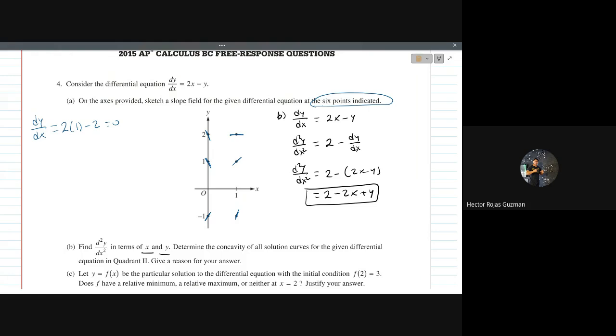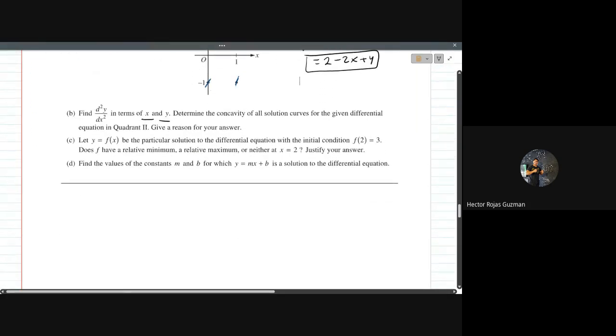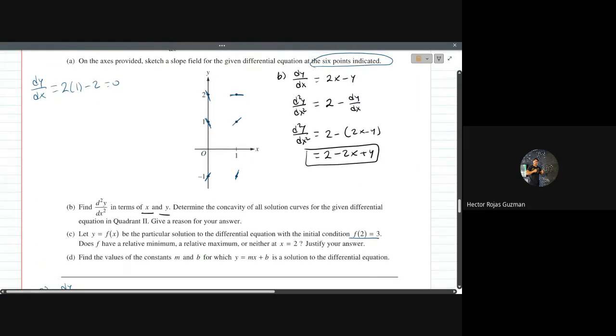Okay, part C. f of x is the particular solution to the differential equation with an initial condition. Does it have a relative minimum, maximum, or neither? I feel like we already did something similar to this. Is there a second part? Determine the concavity for all the solutions. Oh, thank you. Good catch. That's what I get for not reading the full question.